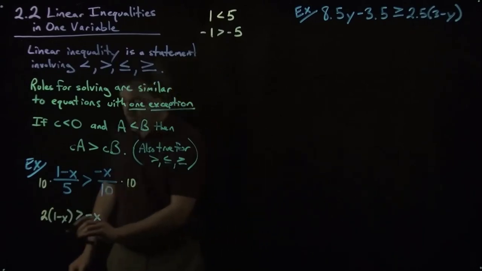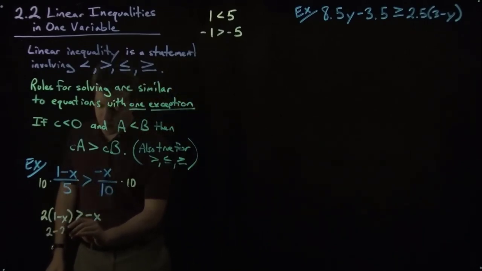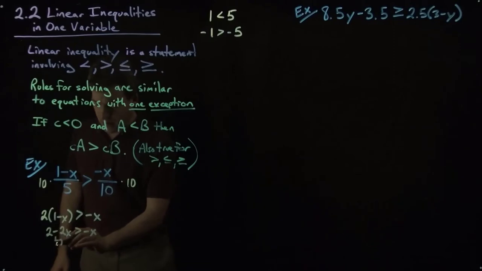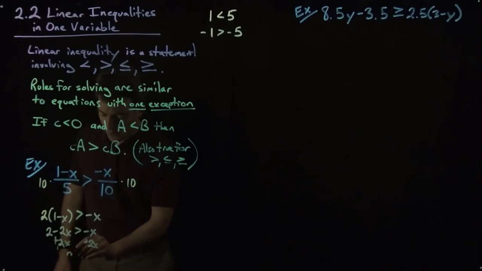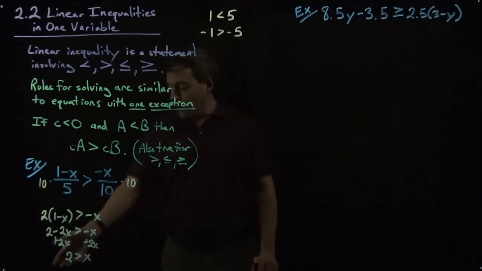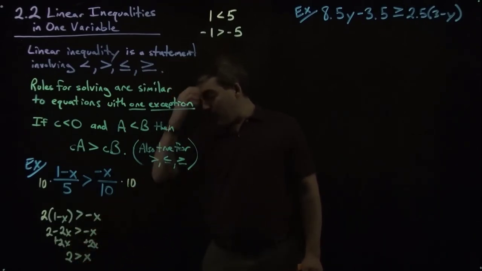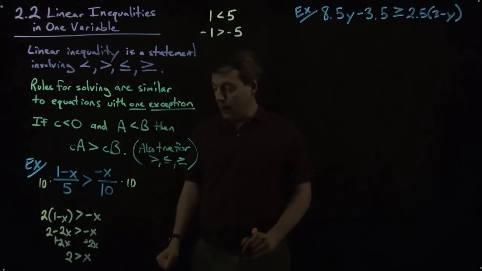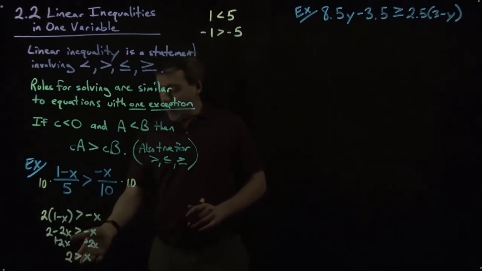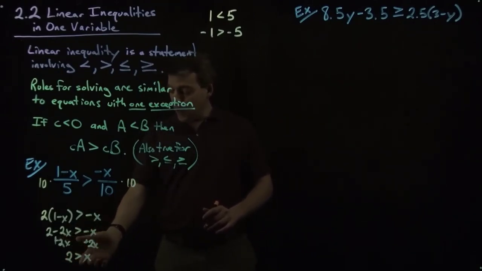Okay, so we'll distribute the 2. 2 minus 2x greater than opposite of x. And now we'll add the 2x. So we have 2 greater than x. Okay. Now there's various ways we can write the answer. This would be one. Another one would be to write the interval notation for the answer. And so we know that x here is less than 2, or 2 is greater than x.